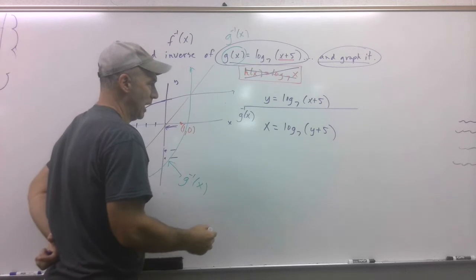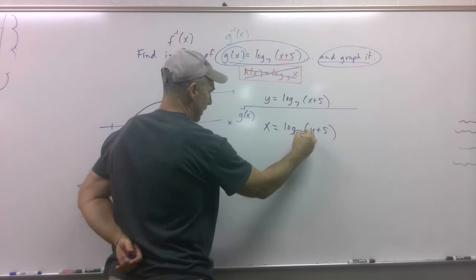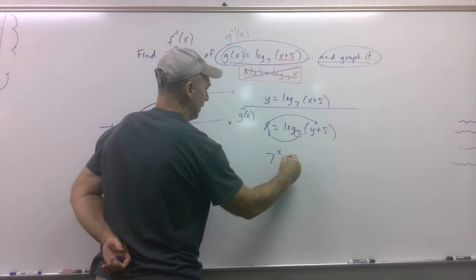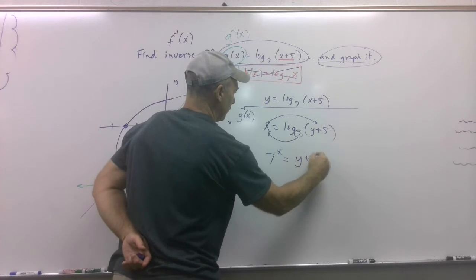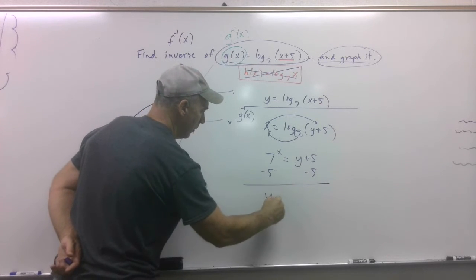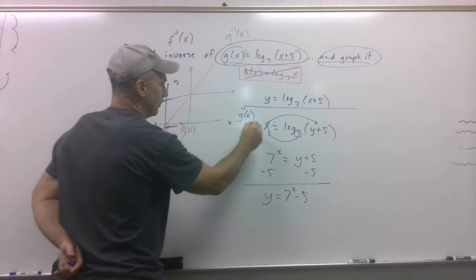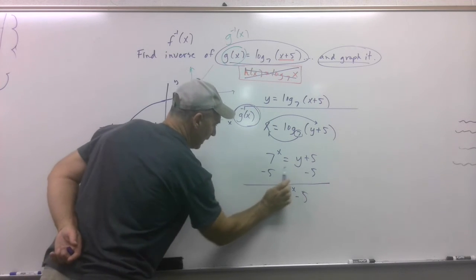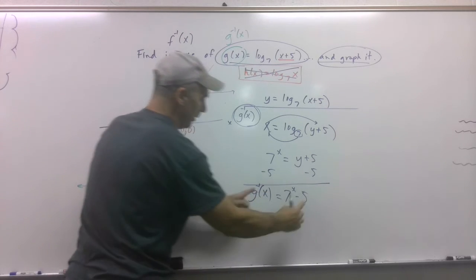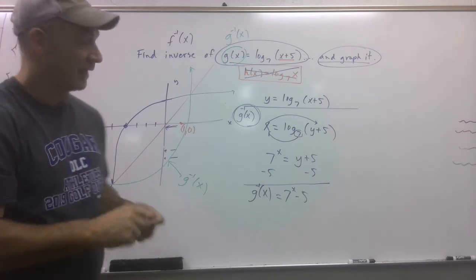Now I got to solve for y. Well, I know if I just look at this, this is my base, this is my exponent, that's my answer. So 7 to the x power equals y plus 5. Subtract 5, subtract 5. I'm going to flip this around now. Y equals 7 to the x minus 5. But remember, it's this. So I'm going to take that out, and I found it. Now, interestingly, if I was to graph this, it would be that green line. I think it's fascinating.